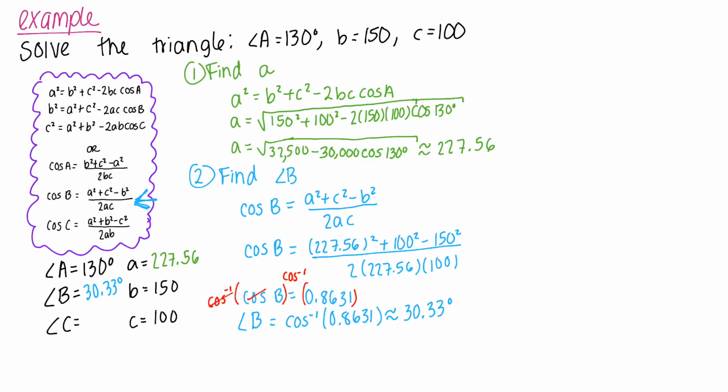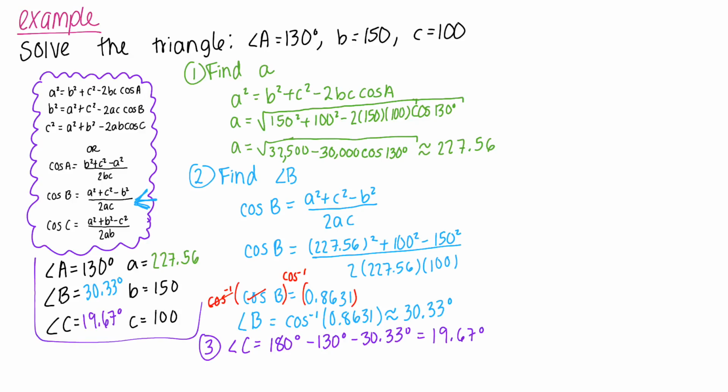Last but not least, we are solving for angle C. Not a big deal since we already have the other 2 angles. So angle C is going to be 180 degrees minus 130 degrees minus 30.33 degrees. And that's going to leave us with 19.67 degrees. And that's that. There's our finished triangle.